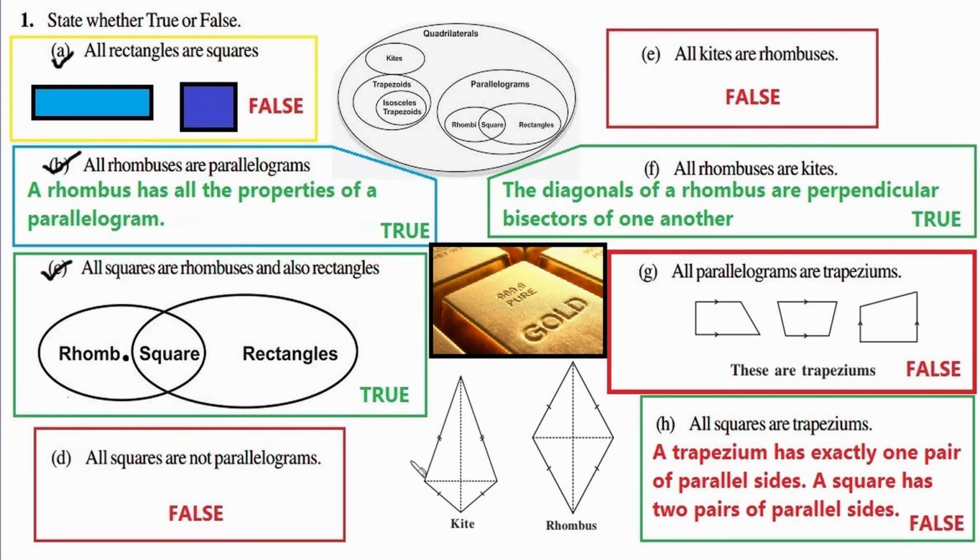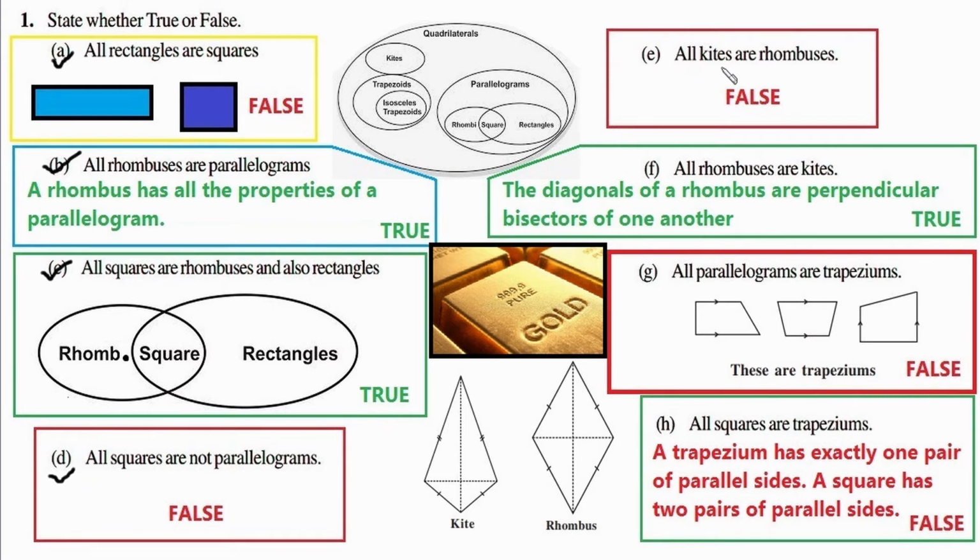In the case of parallelograms, diagonals bisect each other. Same is the case with a square. Diagonals bisect each other. Therefore, this statement holds false, that all squares are not parallelograms. It should be all squares are parallelograms. And we are just describing this figure of a rhombus as a parallelogram because rhombuses are also parallelograms, which we just discussed in previous parts. With this, we can clearly state that D part is false.